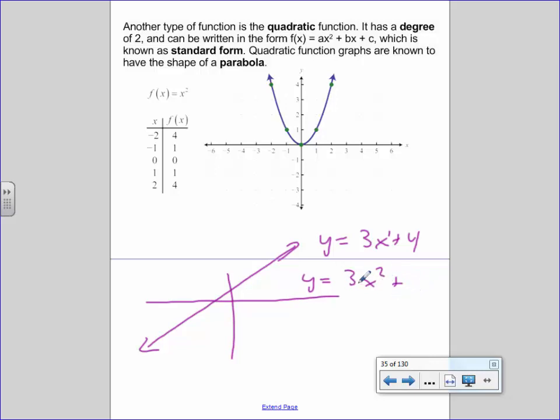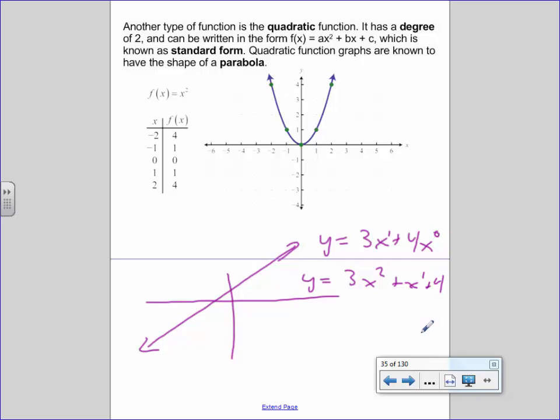Now, after you have a squared variable, there could even be an x to the 1. There could even be a constant term. What's the degree of the constant term, by the way? Anybody know? 0. This 4 right here really means that you have 4 x's to the 0.